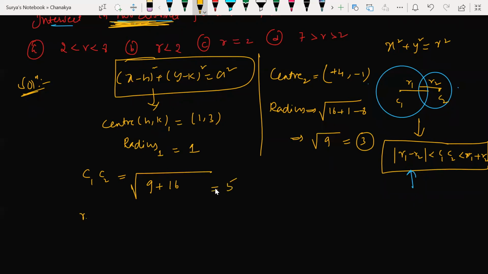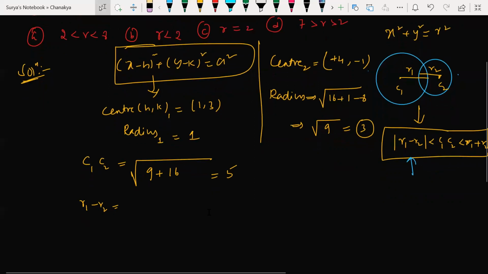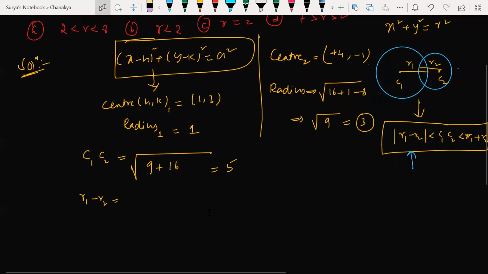So what is R1 minus R2 here? R1 minus R2 is what? With modulus or without modulus? Look at this here. R1 is 1, R2 is 3, so it is going to be 2. Am I correct? And R1 plus R2 is what? What is R1 plus R2? 4.